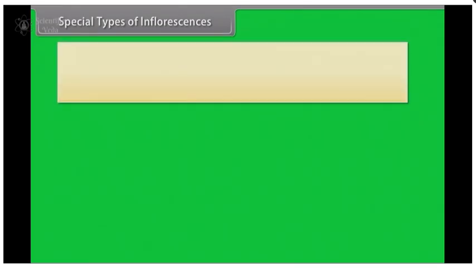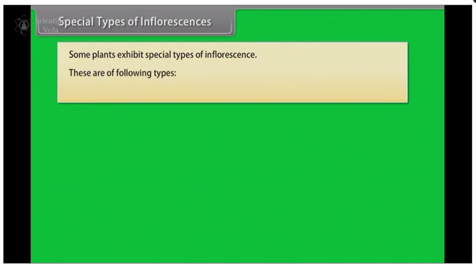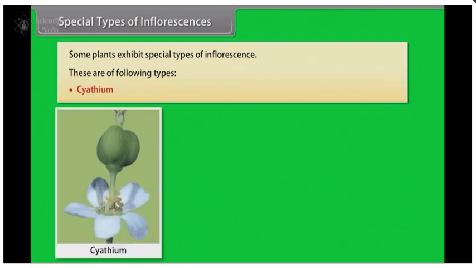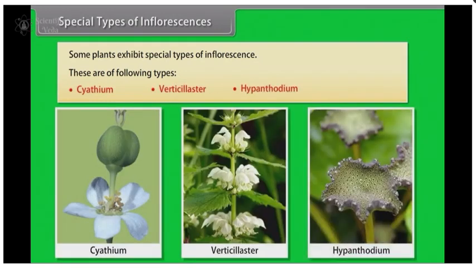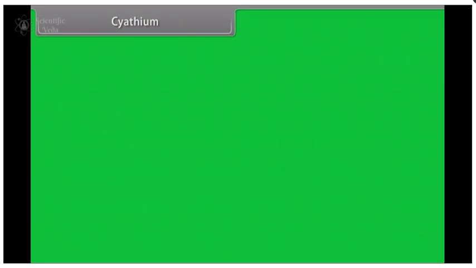Special types of inflorescences. Some plants exhibit special types of inflorescence. These are of following types: Cyathium, Verticillaster, Hypanthodium. Cyathium.